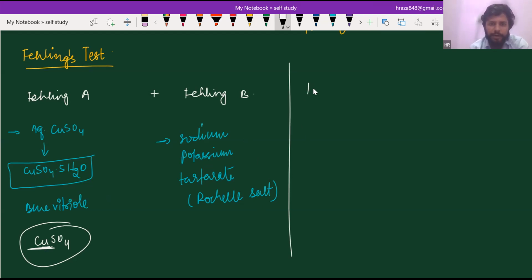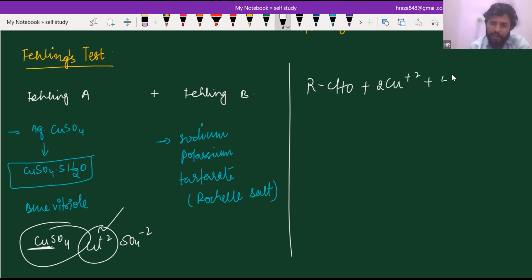So I'm going to write the reaction. You can see this is an aldehyde. And you can see SO4 has a negative charge. That means copper will have a positive charge. So the oxidation state of copper will be Cu+2. I'm going to react this with Cu+2. Again, the reaction will be carried out in basic medium. And you can see this aldehyde will be directly oxidized into carboxylate anion, and the copper will be reduced.